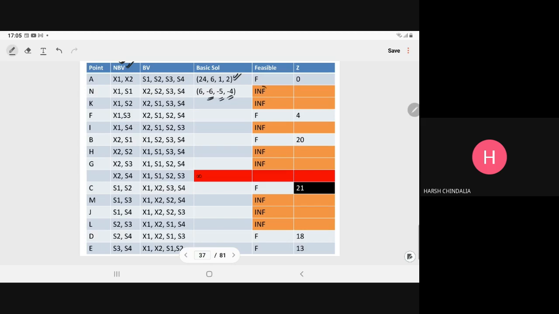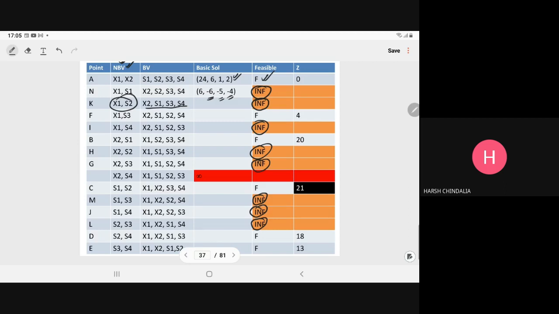That's why we say the solution is infeasible. First one is the feasible solution. This one is the infeasible solution. Similarly, for the non-basic variable, the following are the basic variables. So here we have the infeasible solution, infeasible solution, infeasible solution, infeasible solution, infeasible solution, infeasible solution, and the rest are the feasible solutions.